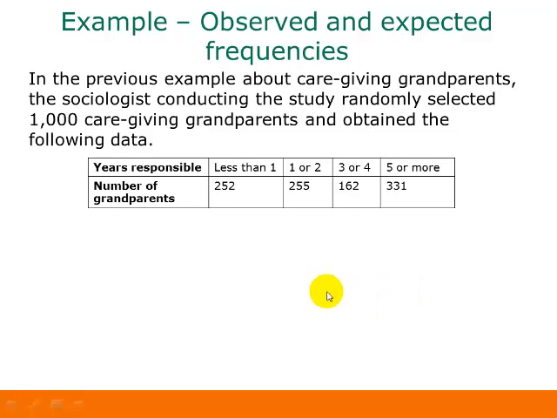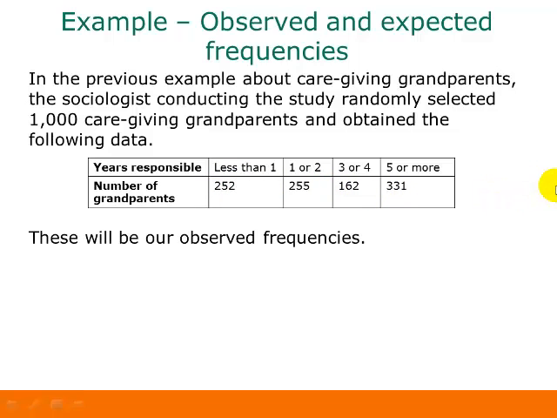So here again we have the information in a table, how many years they were responsible for their grandchildren, and then the number of grandparents out of the 1,000 in the sample that fit into that category. So these values will be our observed frequencies. Observed frequencies always come from the sample data.